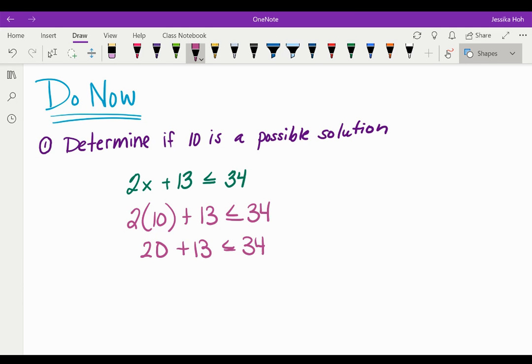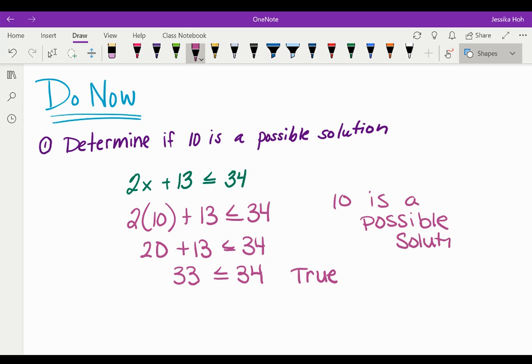20 plus 13 is 33. 33 is less than or equal to 34. This is true. So 10 is a possible solution. There are plenty of other possible solutions as well. Anything less than 34 and including 34 would work.